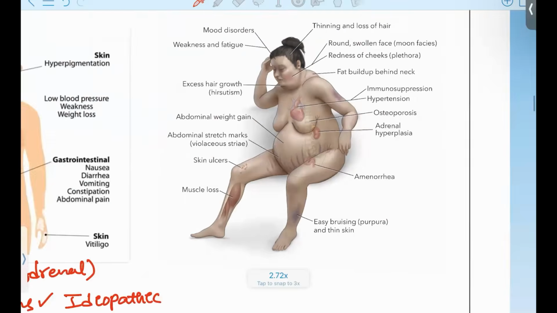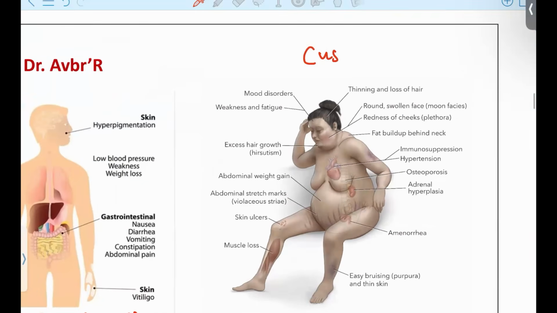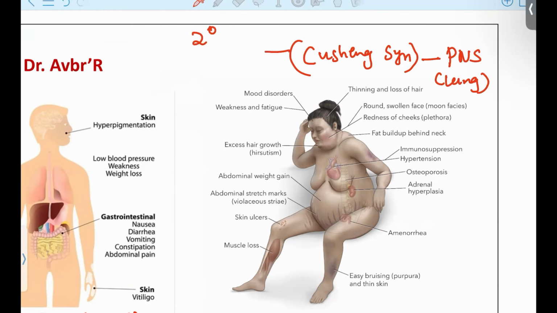Next, moving on to the last one, your Cushing syndrome. What is Cushing syndrome, guys? Cushing syndrome is related to, again, paraneoplastic syndrome, mainly lung cancer. But Cushing syndrome can be secondary also. What are the secondary causes? Like pituitary adenoma. When it is associated with a pituitary adenoma, you have to call this Cushing disease. Okay, not syndrome, Cushing disease.